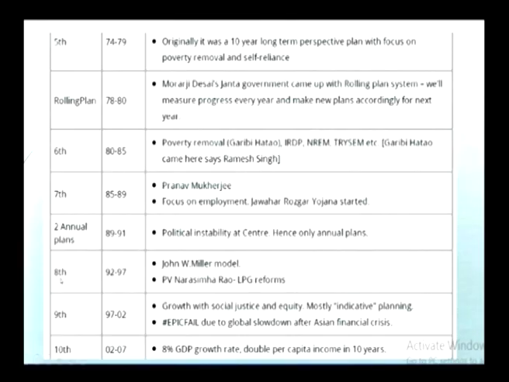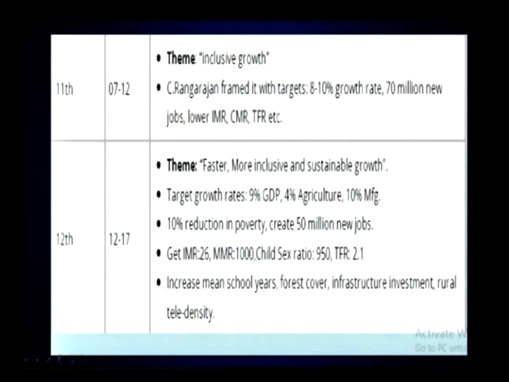Then later we have gone for the 8th plan from 92 to 97. The John W. Miller model was followed. P.V. Narasimha Rao's LPG reforms. 9th plan, 97 to 2002, growth with social justice and equity. It was mostly indicative planning. 10th plan, 2002 to 2007, 8% GDP growth rate, double per capita income in 10 years.